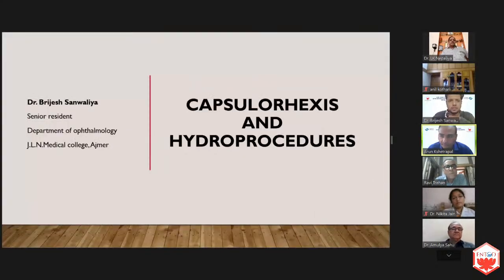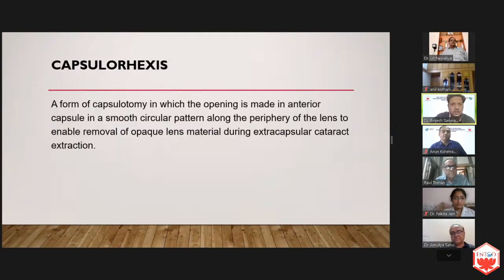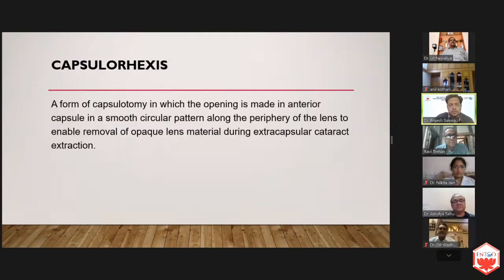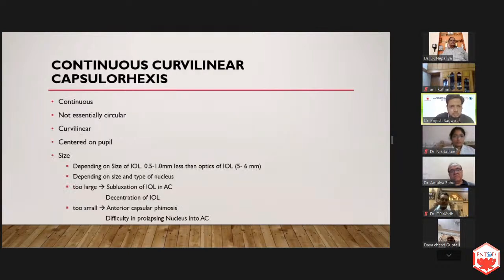Now, the capsular opening, which is called the capsulotomy, can be done with three types: the can opener, envelope, and CCC. The CCC is a form of capsulotomy in which the opening is made in the anterior capsule in a smooth circular pattern along the periphery of the lens to enable the removal of the opaque lens material during the ECCE surgery. The CCC should be continuous, curvilinear, centered on the pupil, though not essentially circular.